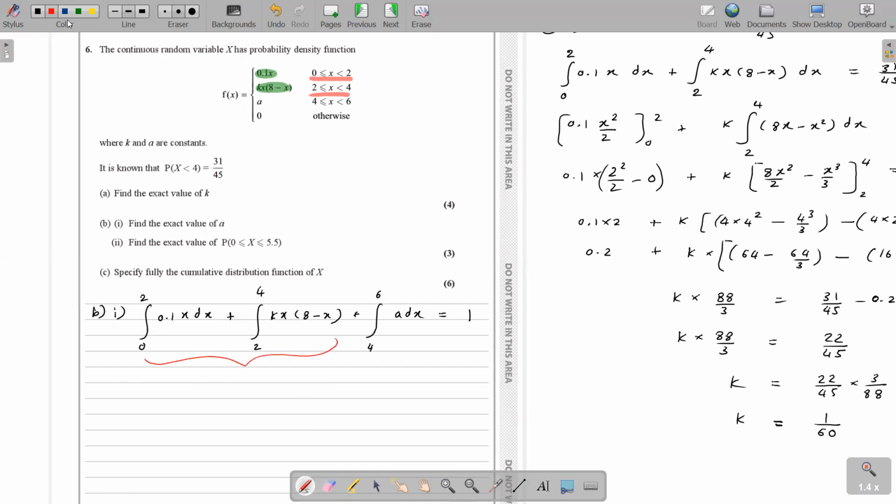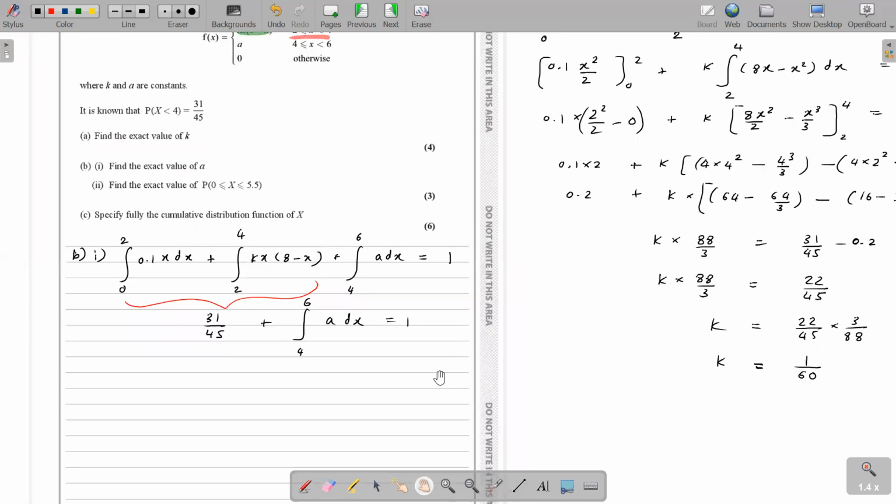So this section gives me 31 over 45. Plus here I have the integration of a from 4 to 6. All right, okay, so it's a matter of solving this equation. So I get the integration. Basically, a is a constant, we can take it out.